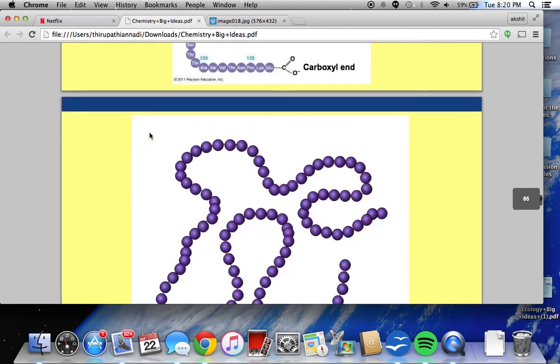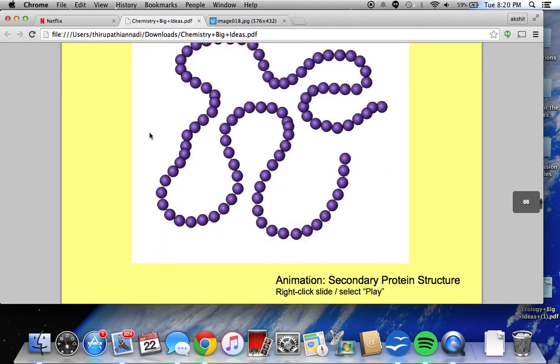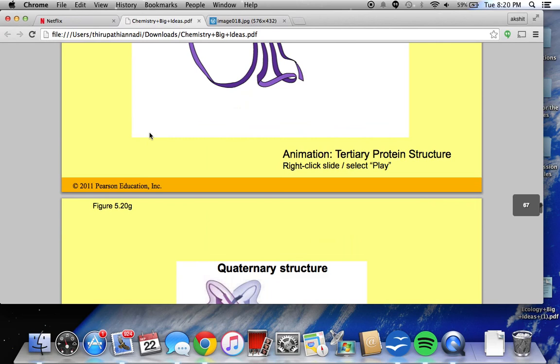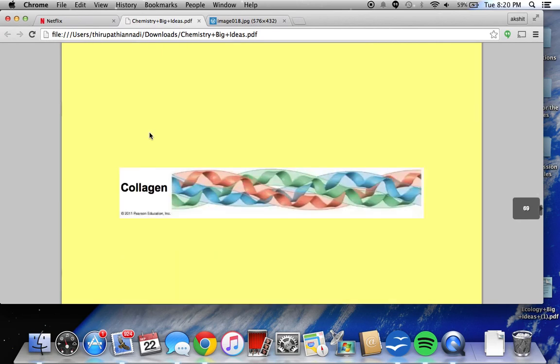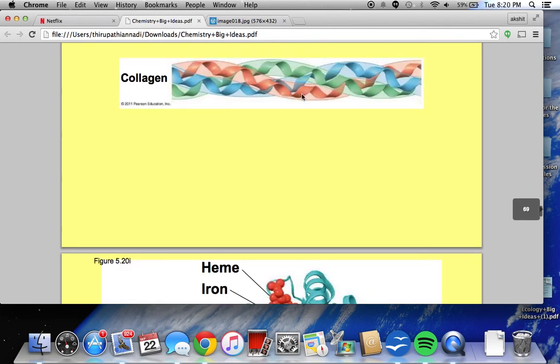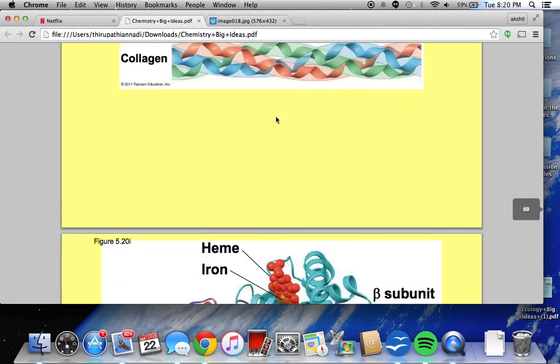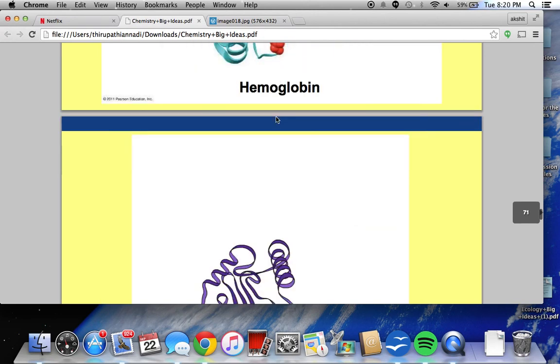We went through this. Collagen is just a type. This is a quaternary structure. You can see that there's a bunch of different tertiary structures represented by the different colors. Here's another quaternary structure.